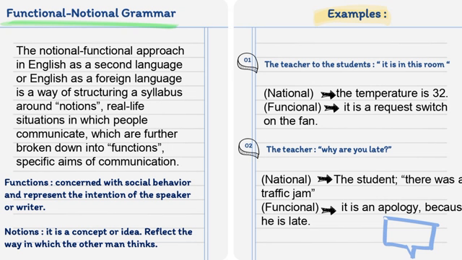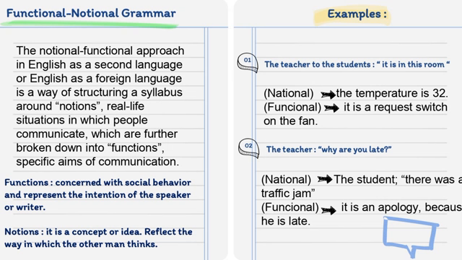For the notional answer, the temperature is 32. For the functional answer, it's a request to switch on the fan. So the functional is more likely about purpose, or his or her social behavior.